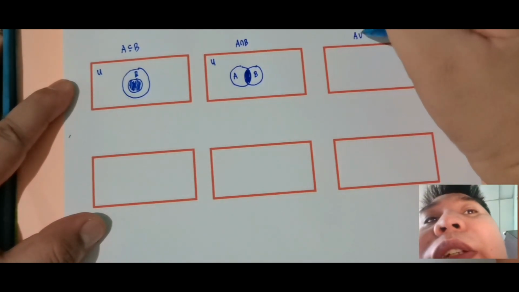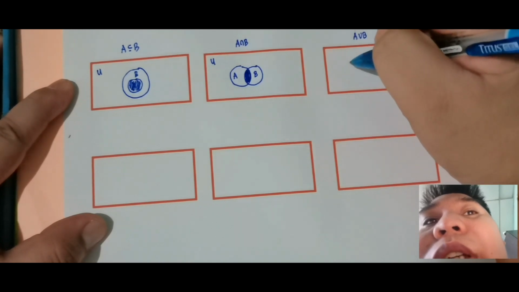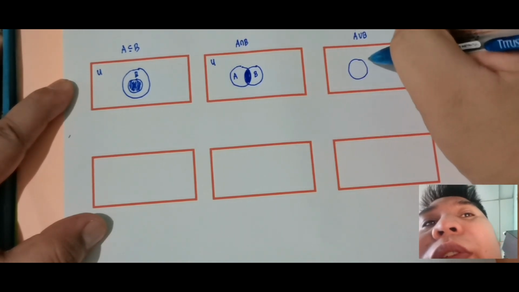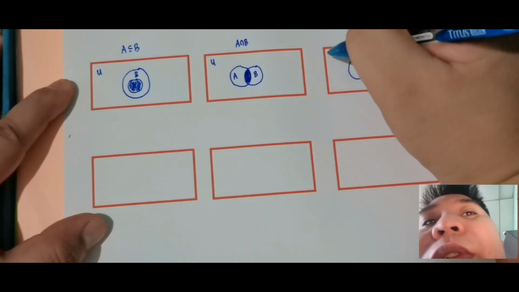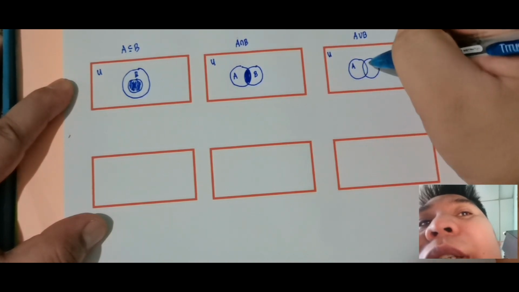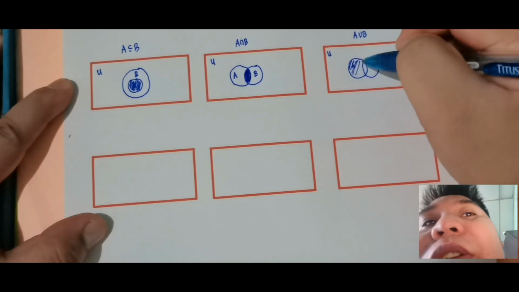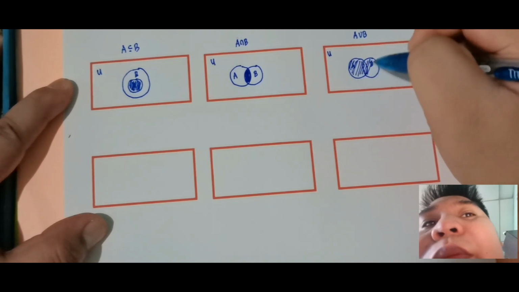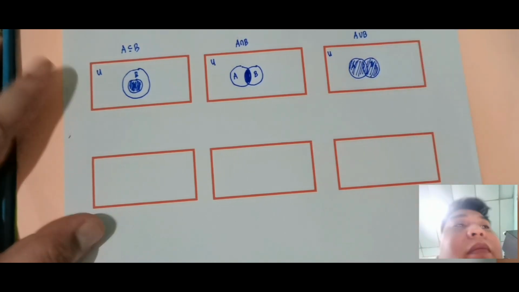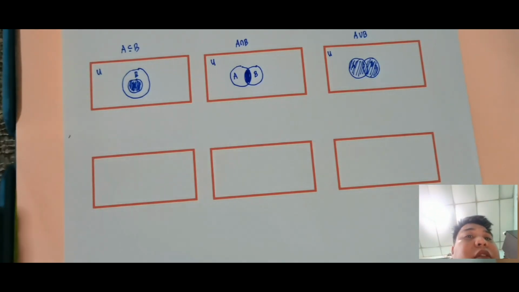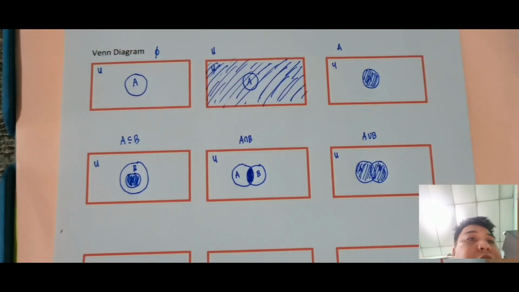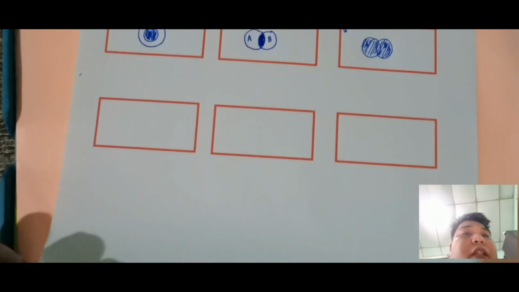So, next is union. That is A union B. Paano natin i-drawing A union B? Ito yung A, ito yung B. I-shade ko mismo yung dalawang circle na yan, yung nag-overlap sa isa't isa. Okay, ganyan si A union B. Tandaan yung mga pag-drawing, at least maging familiar kayo sa mga yan.